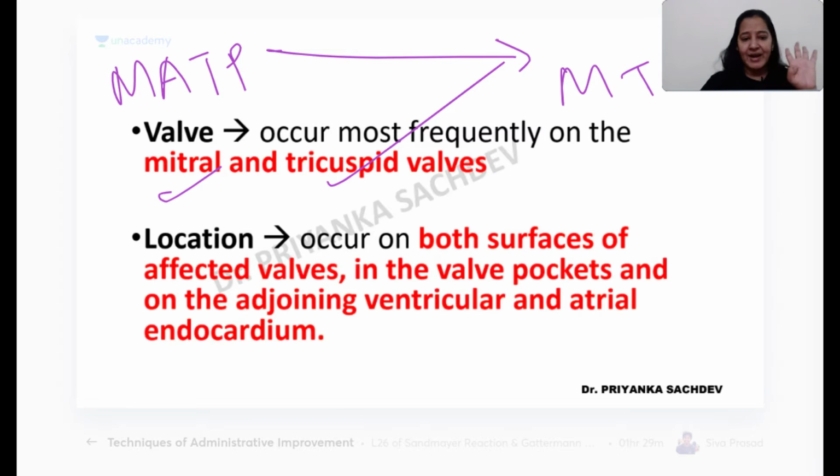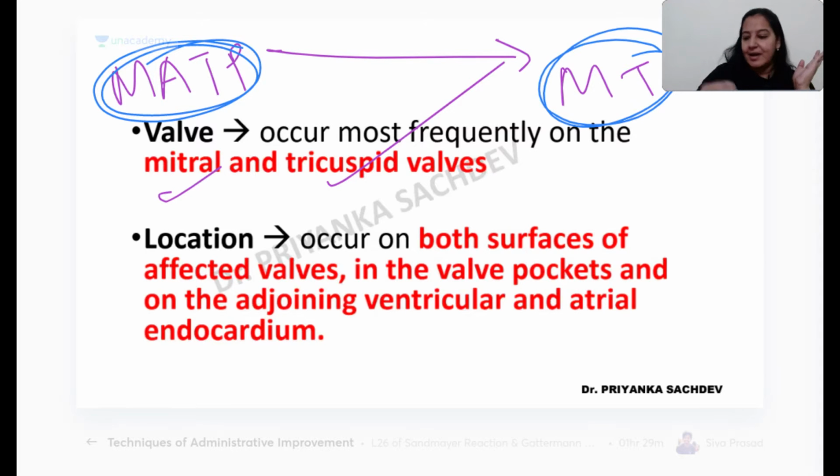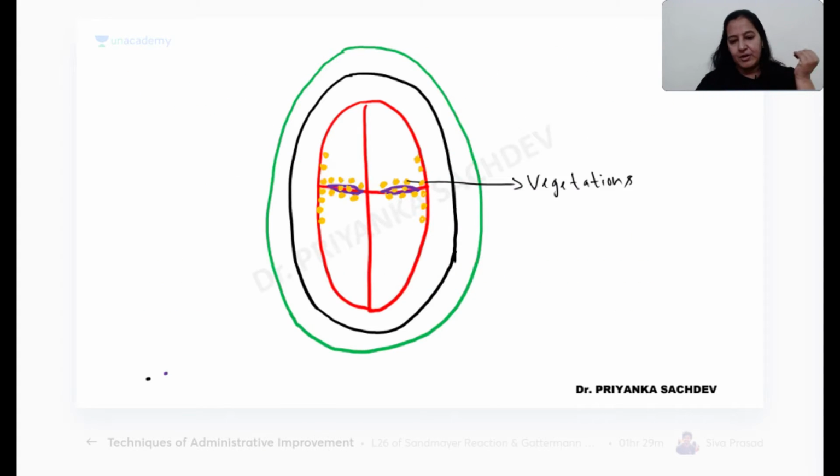So it is mitral and tricuspid. What is the location? What was the location there? In rheumatic fever, the location was at the junction, at the line of closure. Say yes or no. What is the location here? It is not at the junction here. It is at the upper surface, that is the atrial surface, and at the lower surface, that is the ventricular surface.